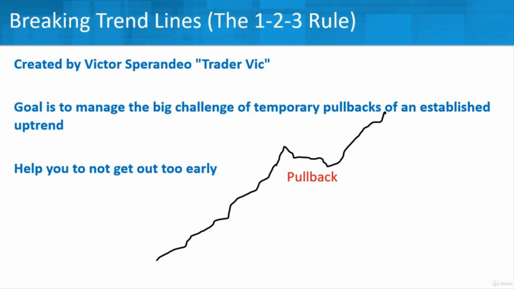So if you were, let's say, bought early in the trend, you had this nice run up, then it pulls back. The idea of the 1-2-3 rule is that you're not selling during the pullback. Even across the trend line, you're not selling during the pullback. You're trying to work through this temporary challenge, a temporary pullback, so you can keep your money in and let that profit keep running.